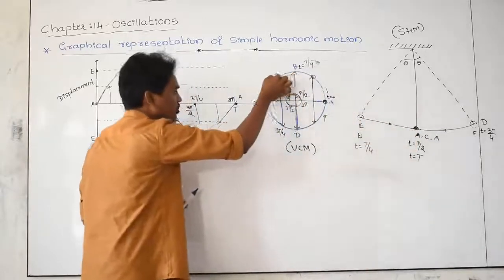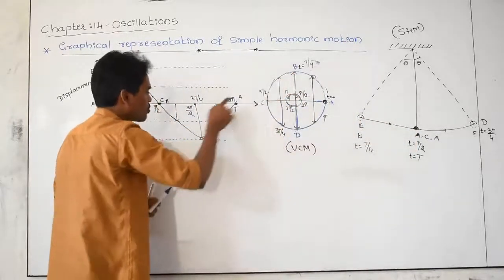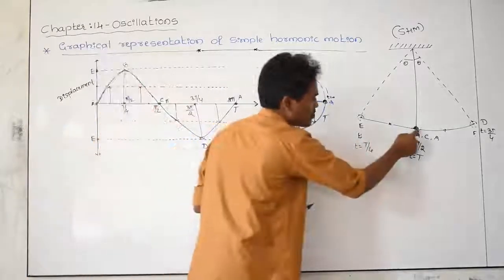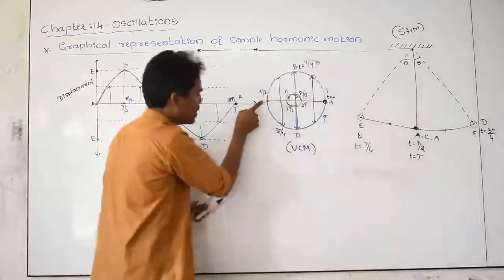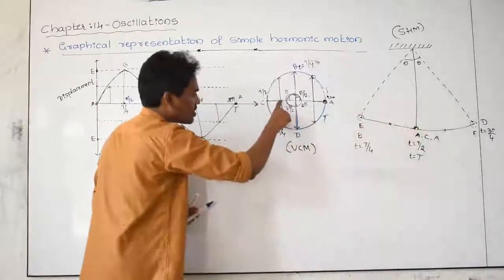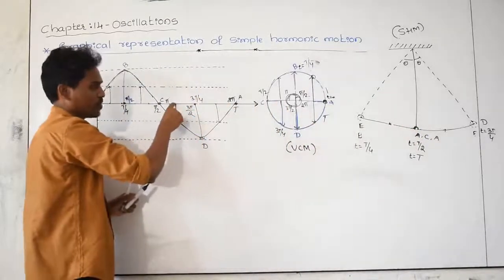Here it is moving to this point, displacement is equal to 0. Here displacement is equal to 0. And again it is moving to this point. This is the displacement, here this is the displacement.